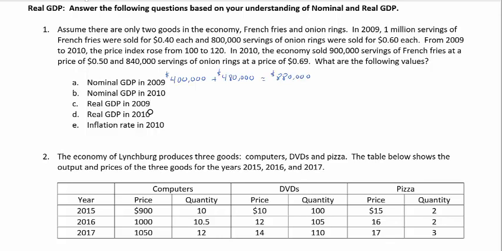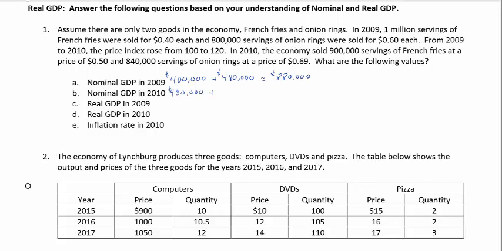Alright, so now we'll do it for 2010. Now 2010, the numbers are a little bit more difficult for me to do in my head, so I'm going to write out all the work so that we're clear on everything. So in 2010, the economy produced 900,000 French fries at a price of 50 cents each. So 900,000 times 50 cents is $450,000 worth of French fries.